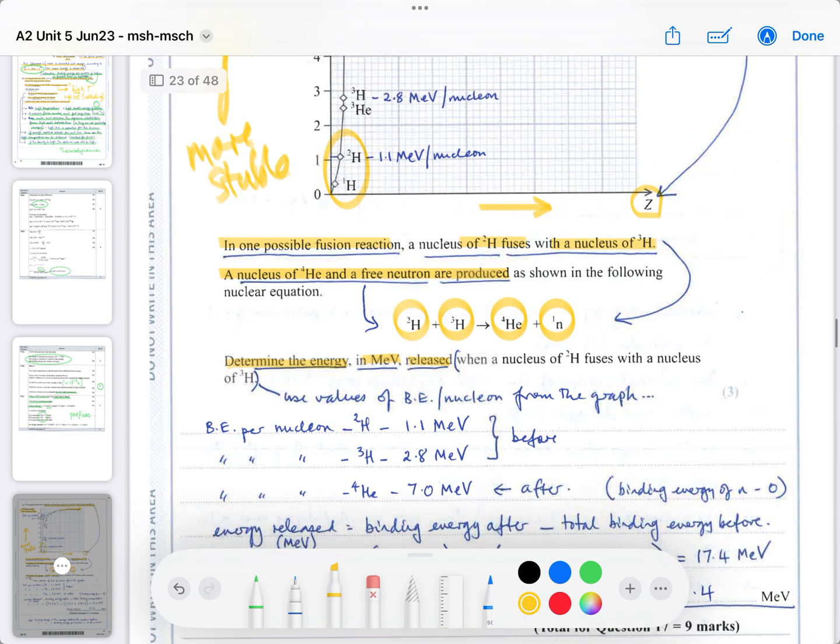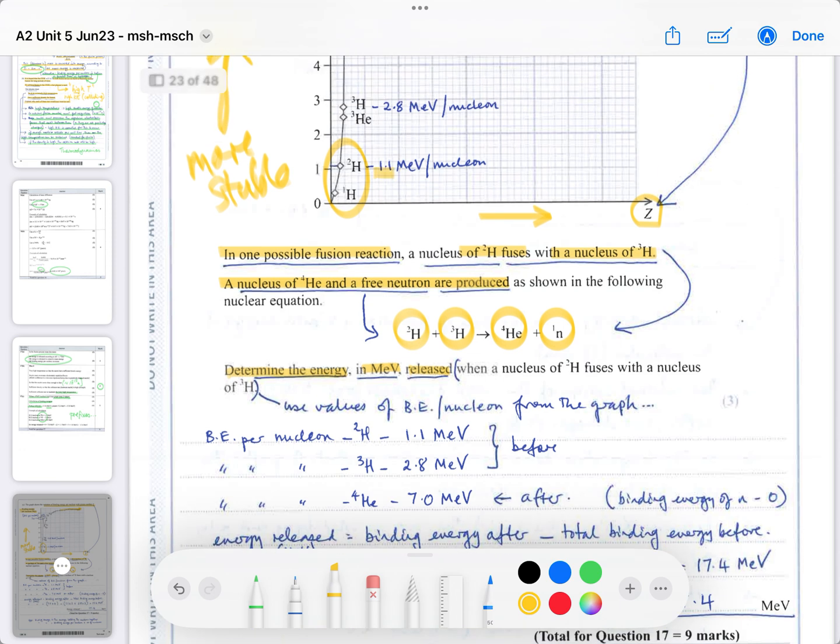You'll see hydrogen 2 is 1.1 mega electron volts of binding energy per nucleon, and hydrogen 3 is 2.8 mega electron volts per nucleon. Now you can see helium 3 is not very high up on the binding energy curve.